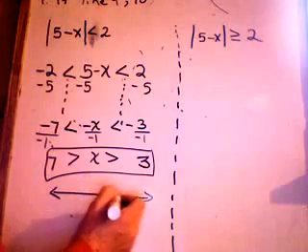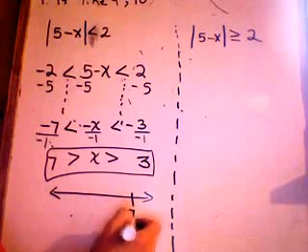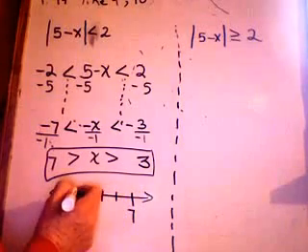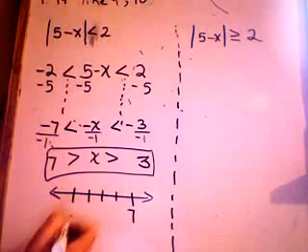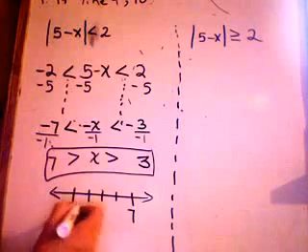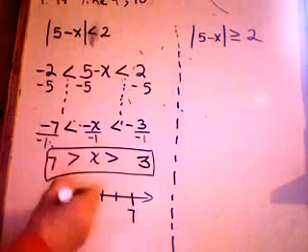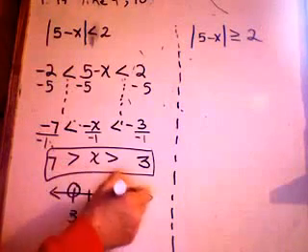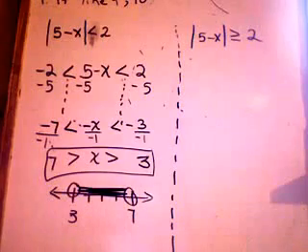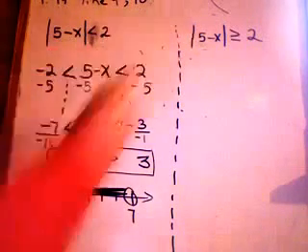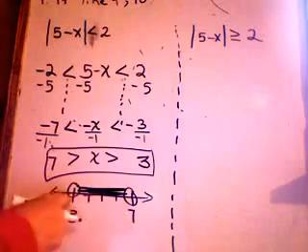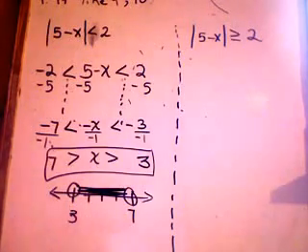So, this is 7, 6, 5, 4, 3. So, x is any number between 3 and 7, not including the 3 and 7. Open circle, and everything in between. Now, let's see what type of answer I get when I solve this one that's got a greater than or equal to. The equal bar would just put solid dots. You know that, right? Okay.